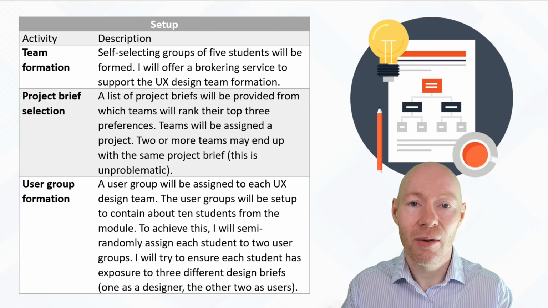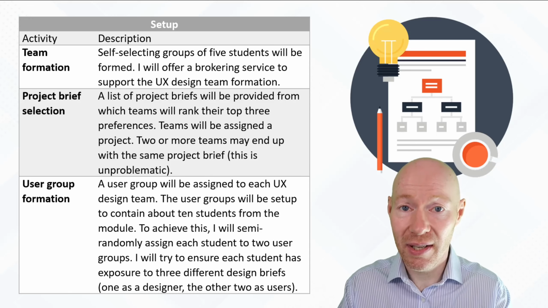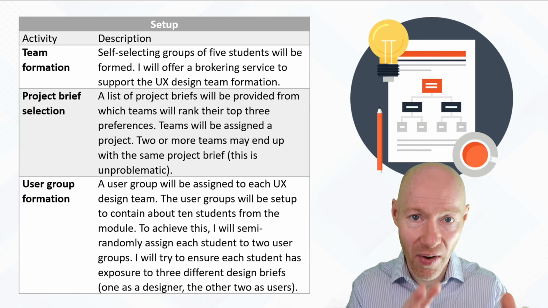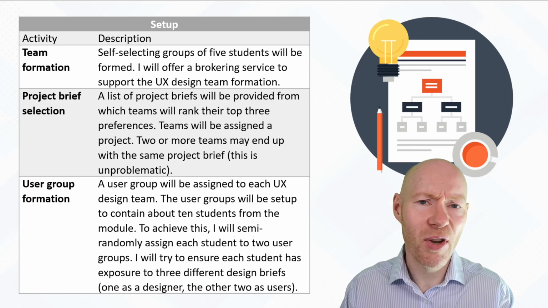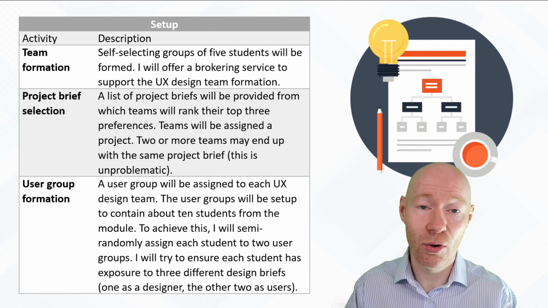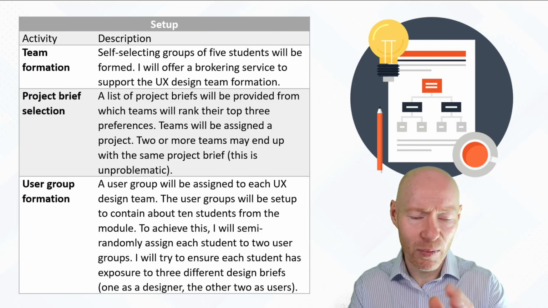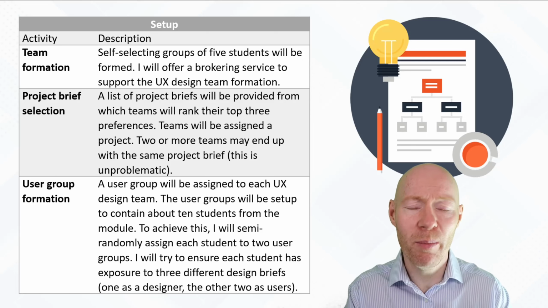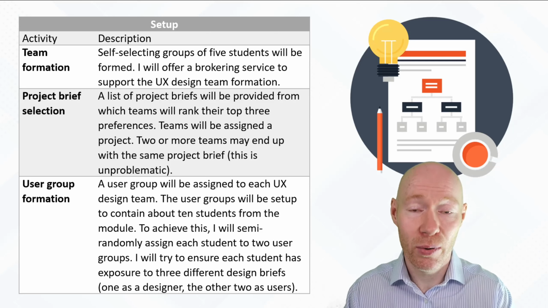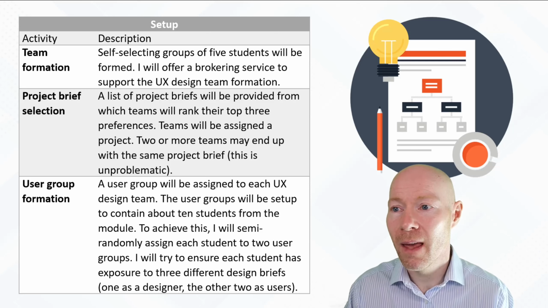I'm going to ask you to self-select into groups of 5 students. So get together into groups of 5. I'll offer a brokering service. So if anybody wants a bit of help and support to join up, or you might have a team of 2 with a team of 3, we'll put people together. So I'll offer a brokering service just to help that process of team formation.